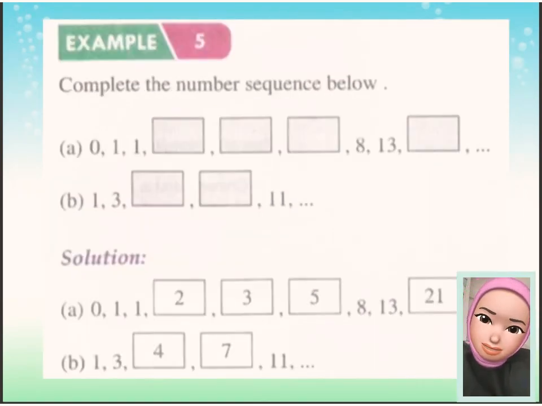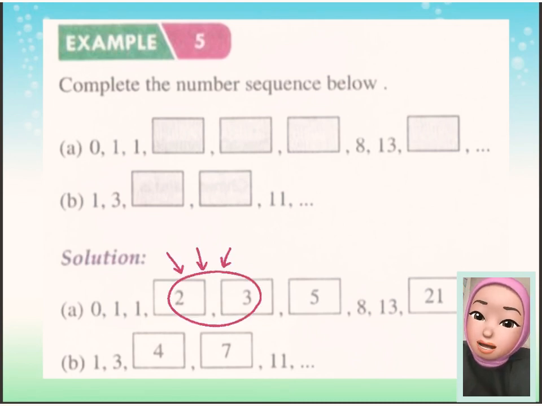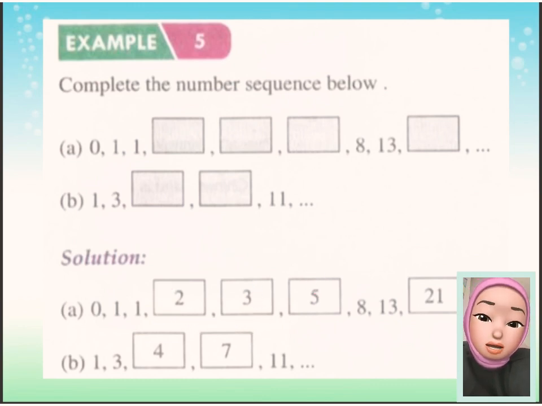Look at the example. We need to complete the number sequence below. So, A. The numbers start with 0, 1, 1. So, to get the first blank, you need to add the two previous terms. 1 plus 1, you will get 2. Then, 1 plus 2, you will get 3. Next number, 2 plus 3, you will get 5. And then to get the last blank, you need to add 8 and 13, you will get 21.